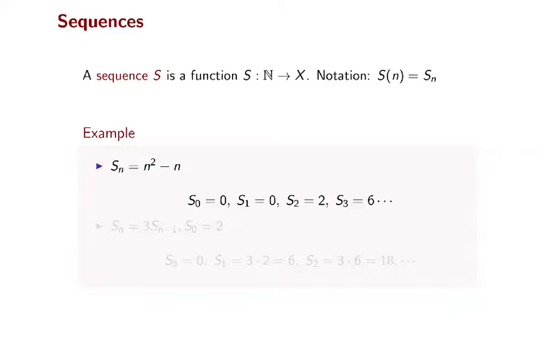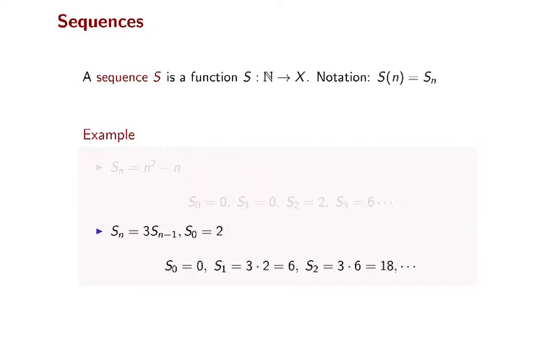Another way to define a sequence, instead of just giving the formula of the function, is this one. This is a very particular and interesting way to define a sequence, which is defined in terms of other terms of the sequence. So, for instance, in this case, the term Sn is equal to 3 times the term Sn minus 1, that is, the previous term. And the first term of this sequence is 2. So this is the data of this problem.